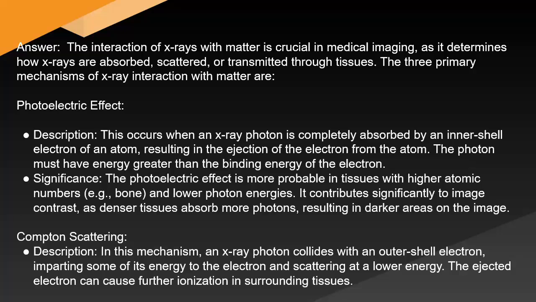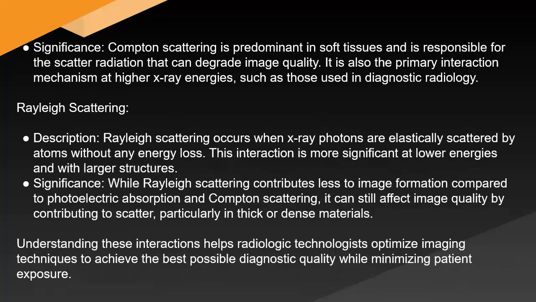Compton scattering. Description: In this mechanism, an X-ray photon collides with an outer shell electron, imparting some of its energy to the electron and scattering it at a lower energy. The ejected electron can cause further ionization in surrounding tissues. Significance: Compton scattering is predominant in soft tissues and is responsible for the scatter radiation that can degrade image quality. It is also the primary interaction mechanism at higher X-ray energies, such as those used in diagnostic radiology.